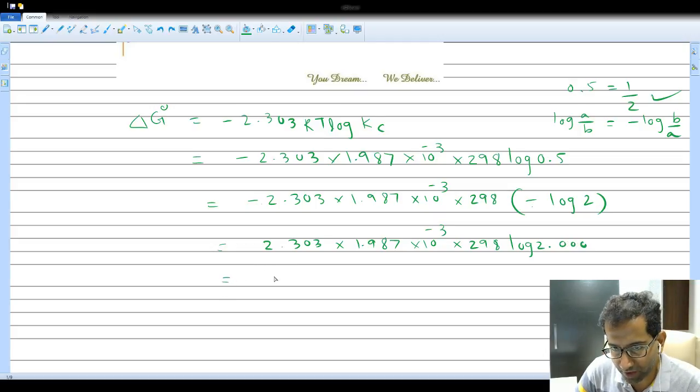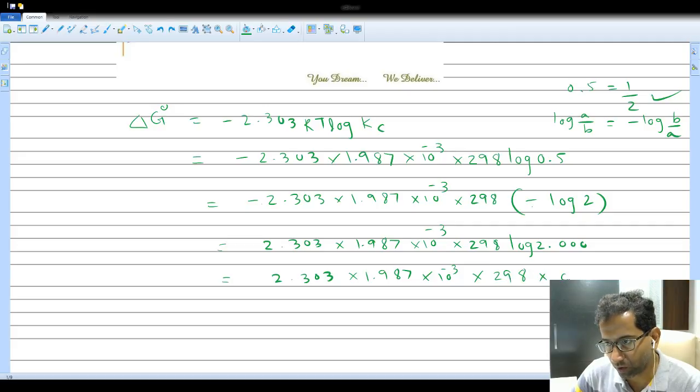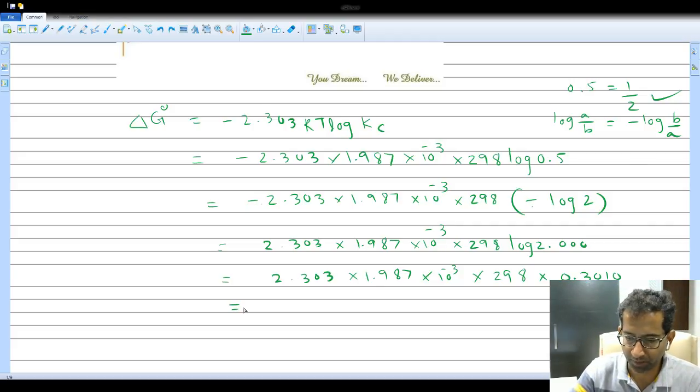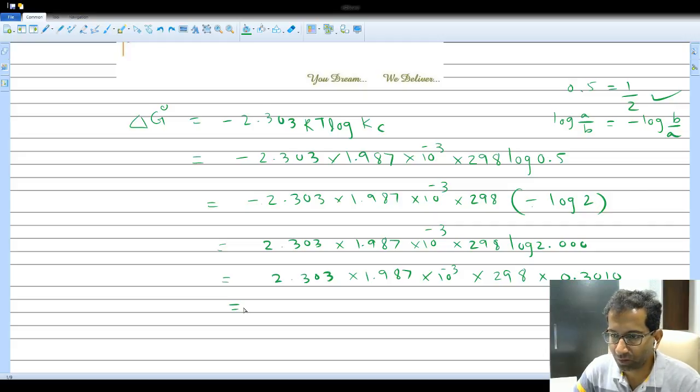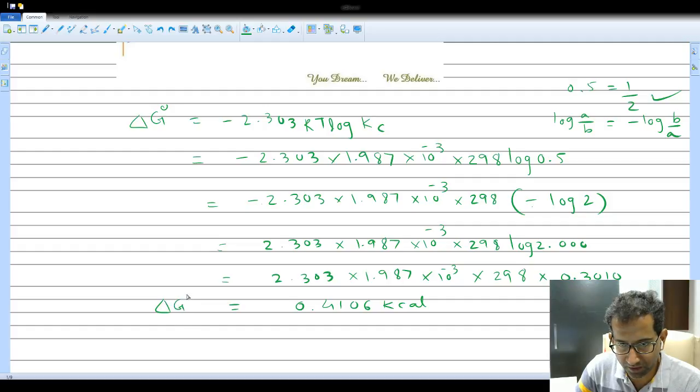Now if we check the log of this, it will be 2.303 into 1.987 into 10 raised to minus 3 into 298 into, it is going to be 2.000, and you check the log, you should remember some logs, it should be 0.3010. Okay, you will simplify this, so it is 0.4106 kilocalories. This is our delta G0.